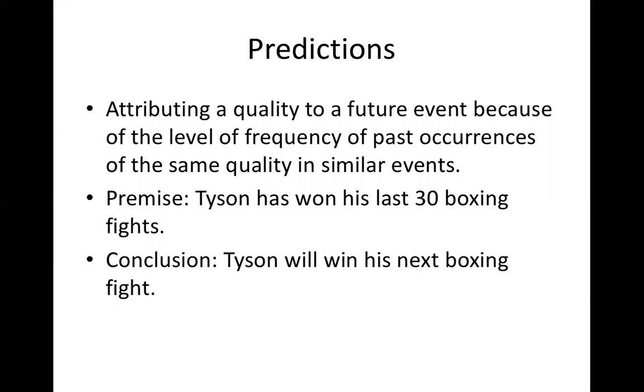So you can see that the premise offers you reason to believe in the likelihood of the conclusion, but the premise is not a guarantee for the conclusion. So there's no guarantee that Tyson will win his next boxing fight because he won his last 30 boxing fights. So this is a prediction. Prediction is another form of inductive argument, just like analogies, part-whole generalizations, and statistical syllogisms.